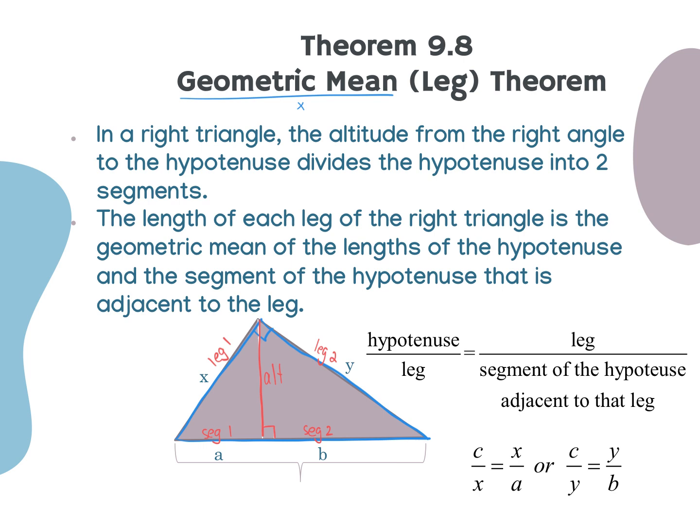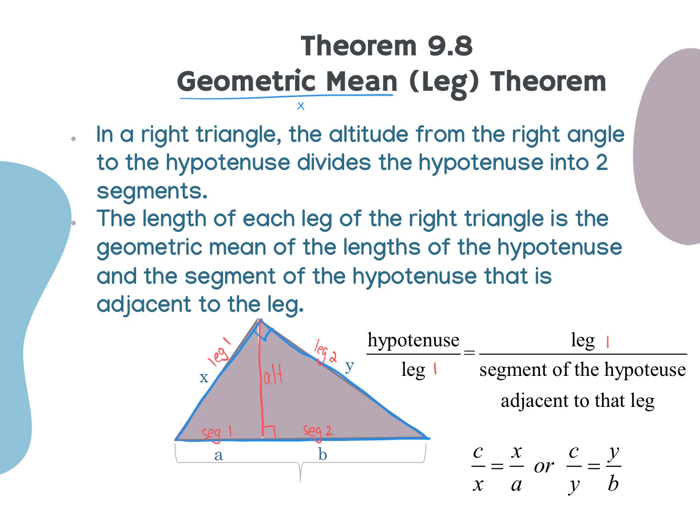Remember, our mean formula is going to involve a proportion. So we know that the ratio, we're going to use these signs, we've got the entire hypotenuse over leg 1 or leg 2. We're going to pick a particular leg. The hypotenuse over a leg equals the leg times the segment of the hypotenuse adjacent to that leg.